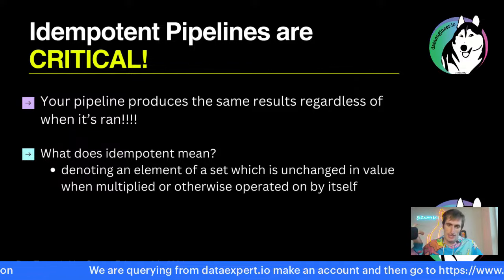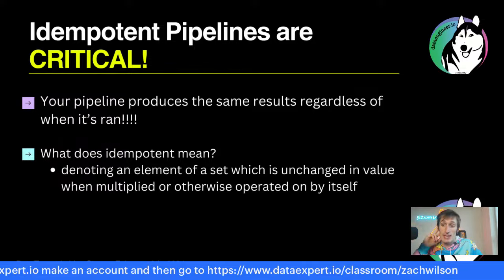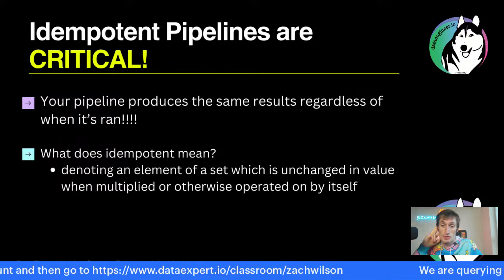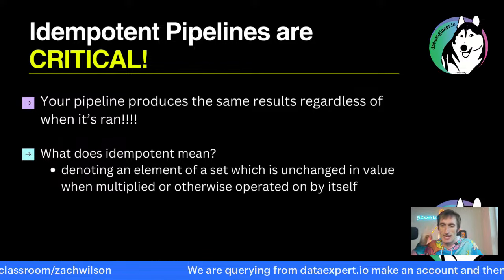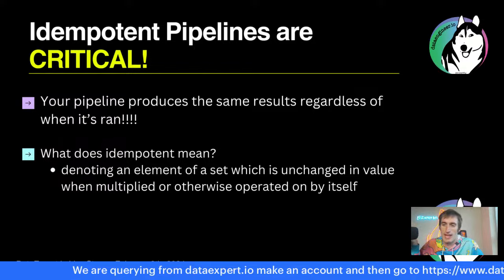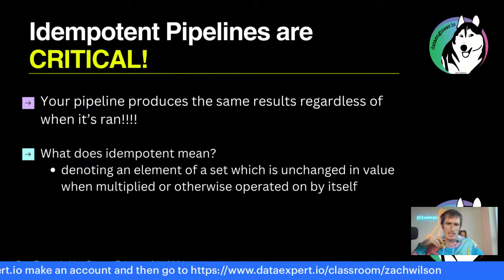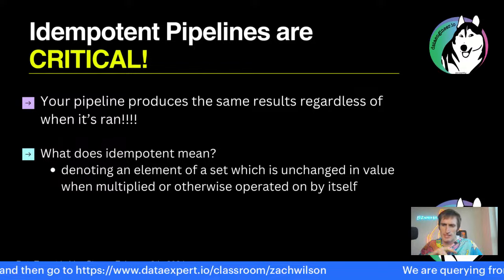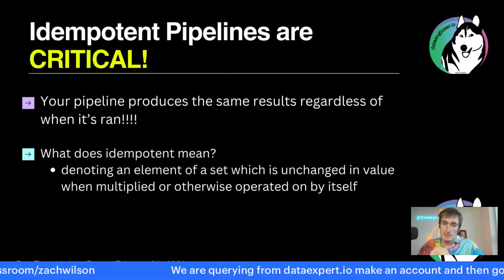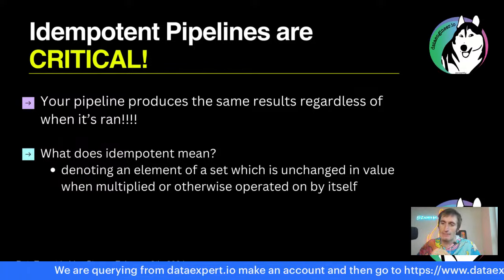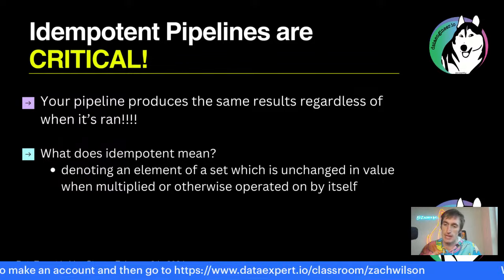I had y'all look in the dictionary, but here's the dictionary definition of idempotent: denoting an element of a set which is unchanged in value when multiplied or otherwise operated on by itself. A lot of you are probably like, what the hell is that? It's a very mathematical definition. The key thing to remember here is that your pipelines should produce the same results regardless of when they're run. And idempotent captures more than just when it's run. It has a bunch of other aspects to it as well.